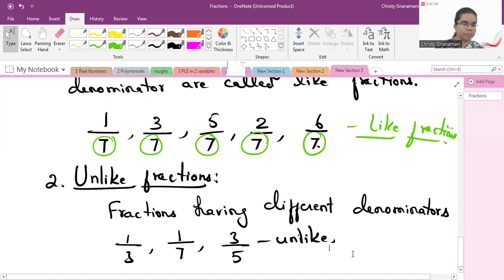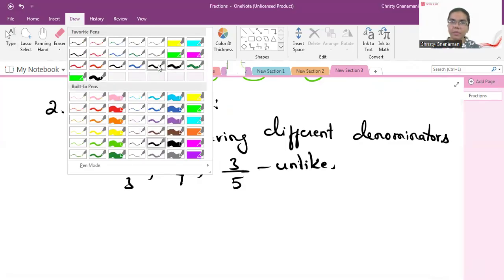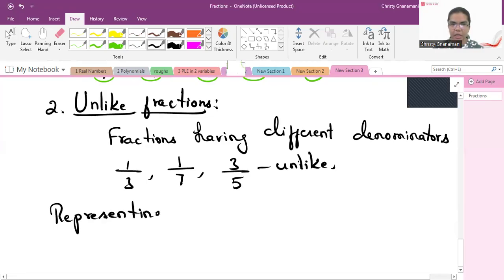Then, how do we represent these fractions on a number line? You must have learned how to represent natural numbers and then integers on the number line, right? Similarly, you can also represent fractions on the number line. So how do you represent fractions on the number line?